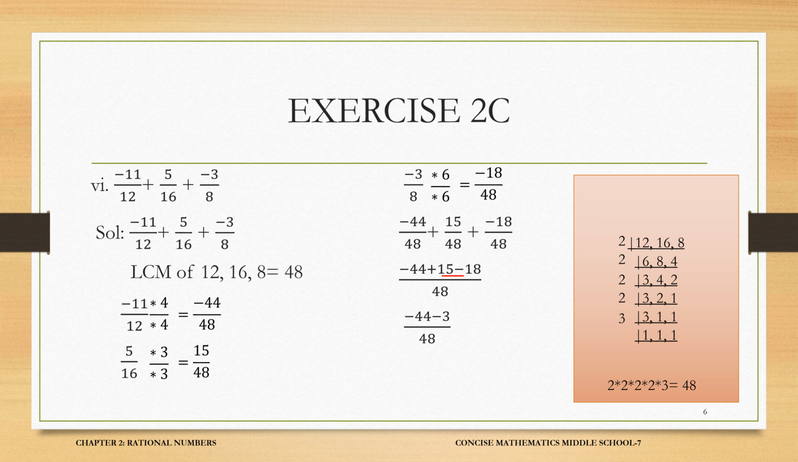One is having positive sign, other is having negative sign. So put the bigger number sign, that is 18 sign is minus. So put the bigger number sign and subtract it, it becomes minus 3. Here both are having minus sign, just put a minus sign and add it, it becomes minus 47 by 48.